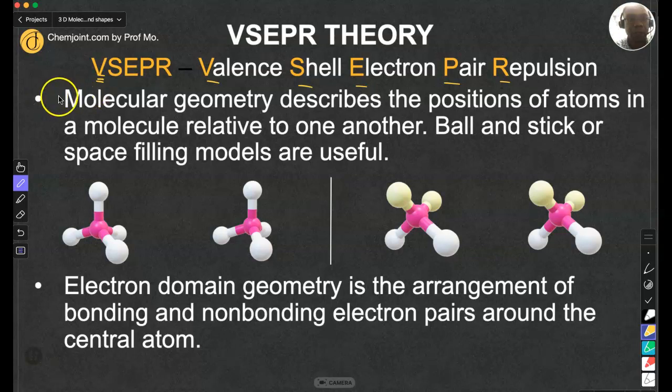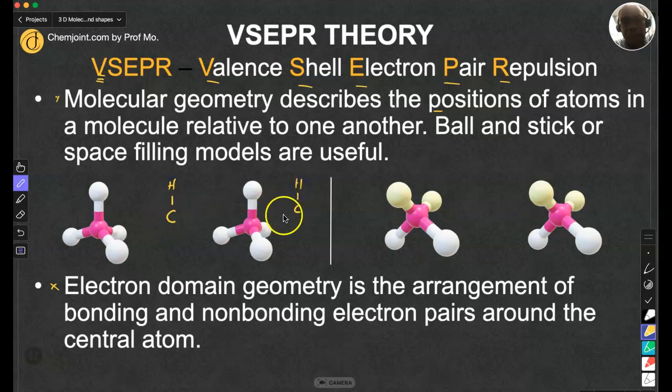We will end up with molecular geometry and electronic geometry. Molecular geometry describes the position of atoms in a molecule relative to one another. You may use a ball and stick model to visualize it. In this case, what I have here is methane.